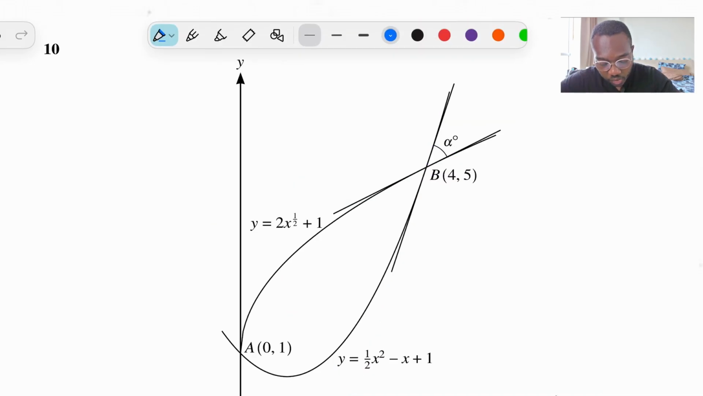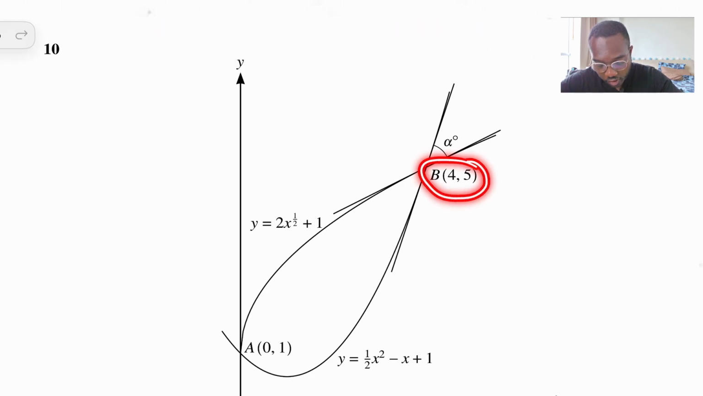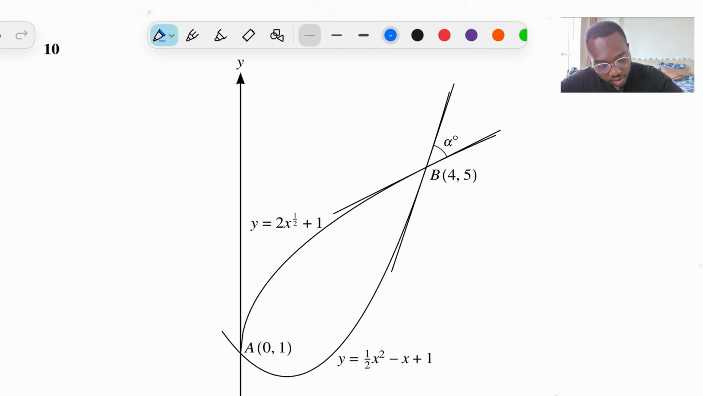So now we can actually work out the gradients at these points, because we know that they're going to cross at 4, 5, right? So therefore, if we have y, let's start with the 2x to the half plus 1. If we differentiate that, we're just left with an x to the minus a half, okay?